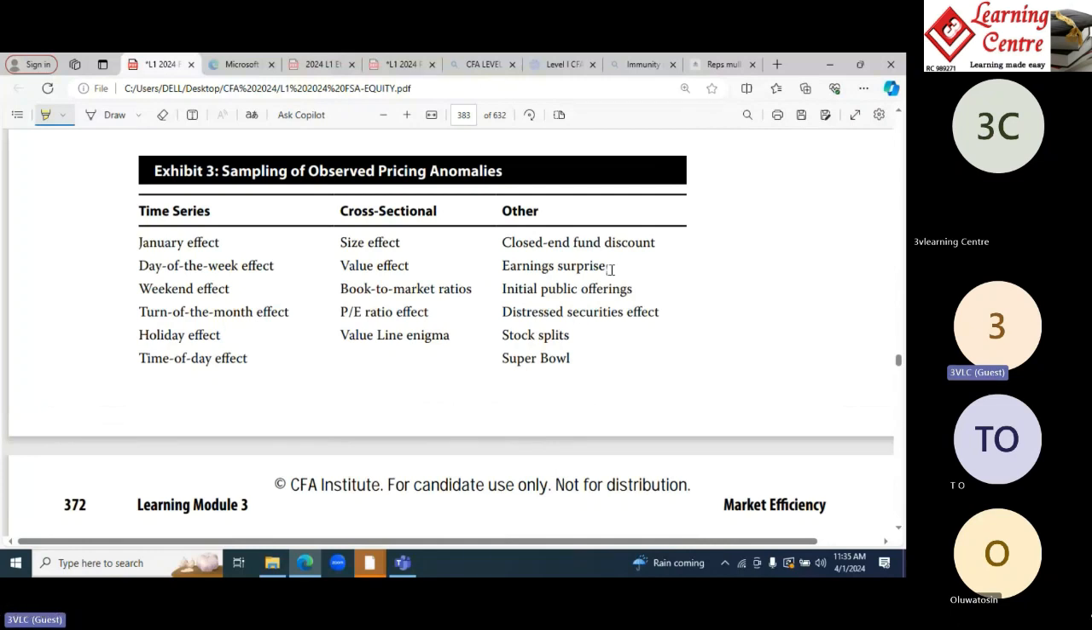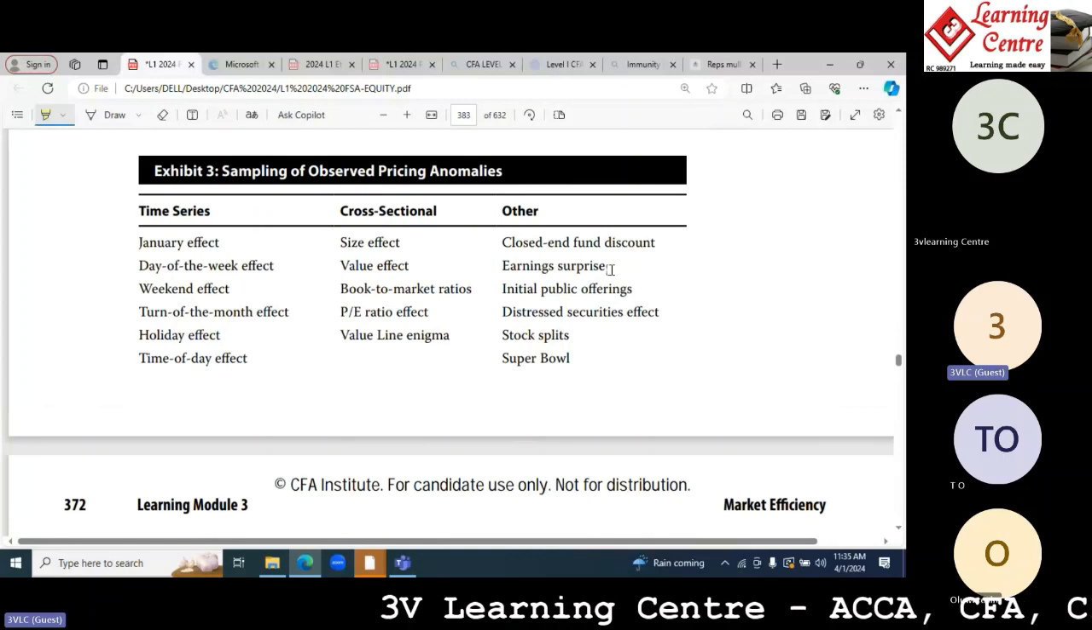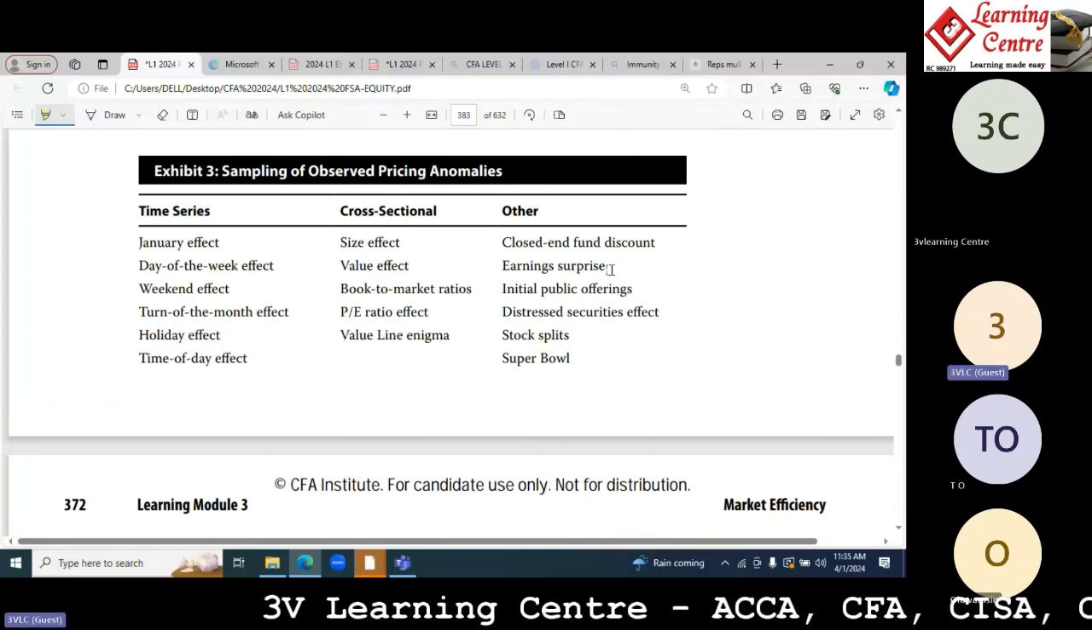Then turn of the month effect. We've seen evidence that the market is always positive at the beginning of the month. Then holiday effect. Days leading up to the holiday or days after the holiday, the market tends to be very, very quiet.